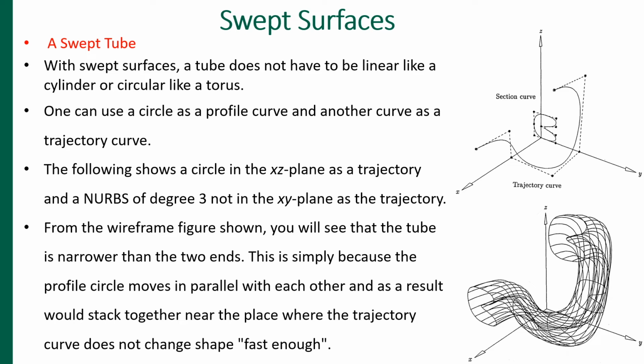I also want to illustrate this with one more example, that is a swept tube. With swept surfaces, a tube does not have to be linear like a cylinder or circular like a torus. One can use a circle as a profile curve and another curve as a trajectory curve. The following shows a circle in the xz plane as a profile and a NURBS of degree 3 in the xy plane as a trajectory. From the wireframe figure shown, you will see that the tube is narrower than the two ends. This is simply because the profile circles move parallel to each other. As a result, they stack together near the place where the trajectory curve does not change shape fast enough.